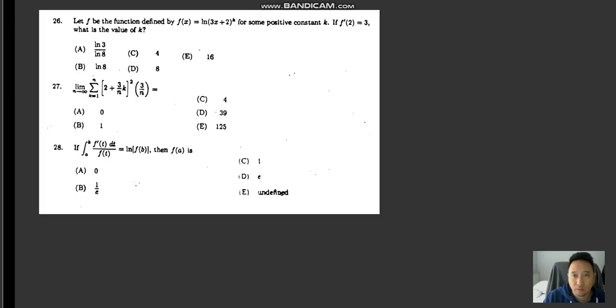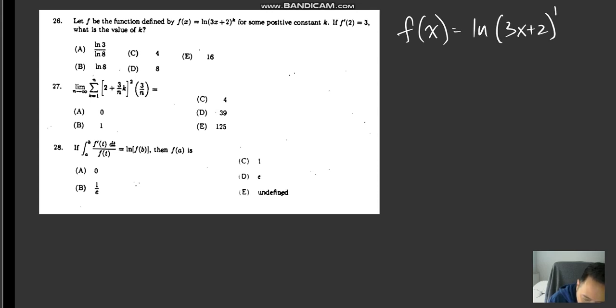Moving on to number 26, I have a function defined by f of x equals the natural log of 3x plus 2, to the power of k, for some positive constant k. If f prime of 2 equals 3, what's the value of k? I can bring this k to the front using my natural log rules, so f of x equals k times the natural log of 3x plus 2.